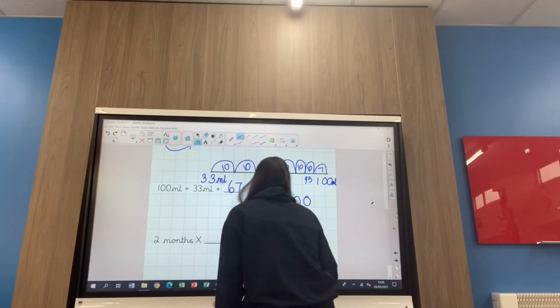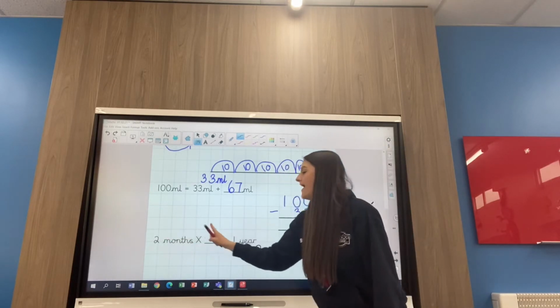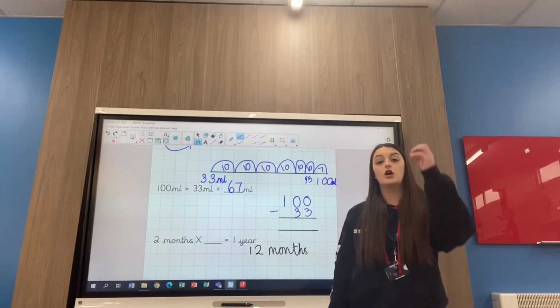So now I know that, I can use my times table knowledge. What do I multiply by 2 to get to 12? Let's count in our 2s. Ready?